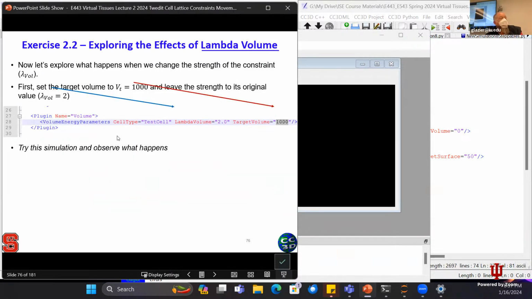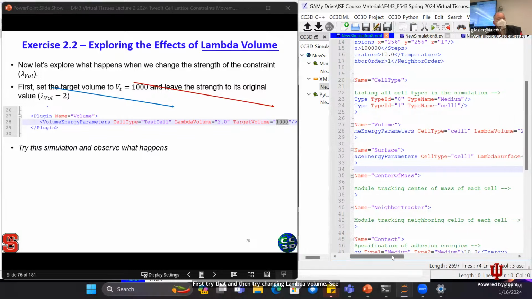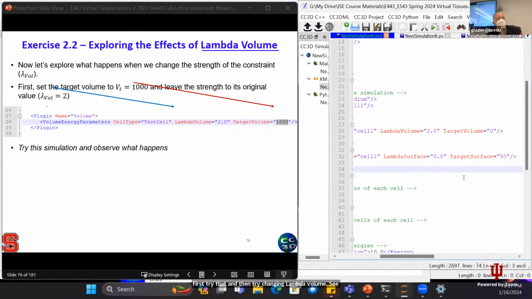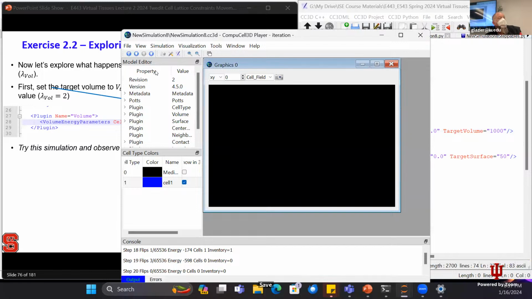Okay, if you change the target volume to 1,000, what happens? First try that, and then try changing lambda volume. See what happens. So let's make target volume 1,000. Save. Run it.